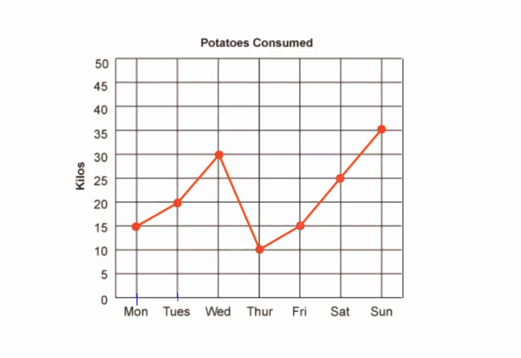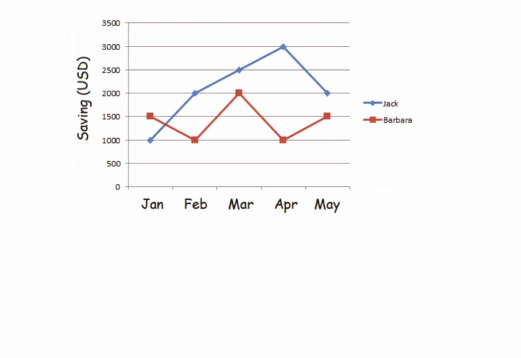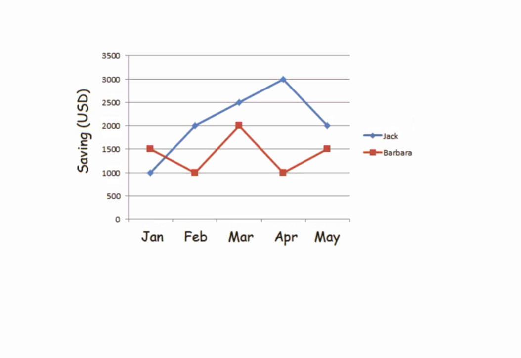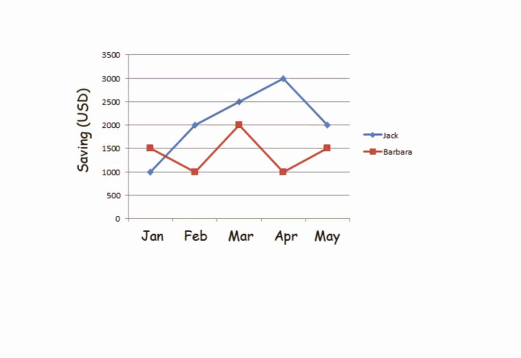Nuances of a broken line graph. Occasionally, you can do two or more on the same graph. And again, Microsoft Word will do this for you. Excel will do this for you. But we don't have a title, so we're not exactly sure what's going on. We know it's savings in US dollars, and we know it's Jack and Barbara savings. Savings from what? We're not sure.